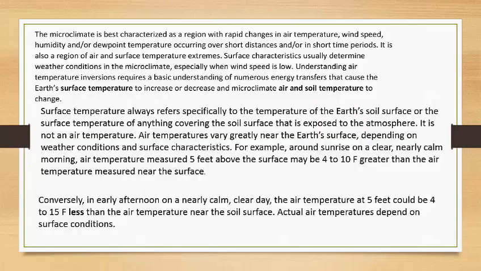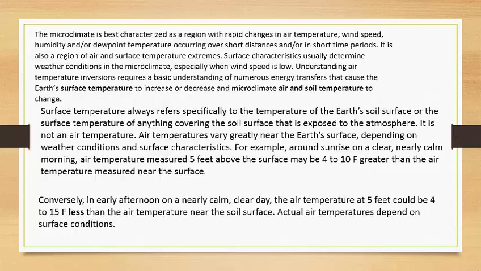The microclimate is best characterized as a region with rapid changes in air temperature, wind speed, humidity, and dew point temperature occurring over short distances and in short periods of time. It is also a region of air and surface temperature extremes. Surface characteristics usually determine weather conditions in the microclimate, especially when wind speed is low.